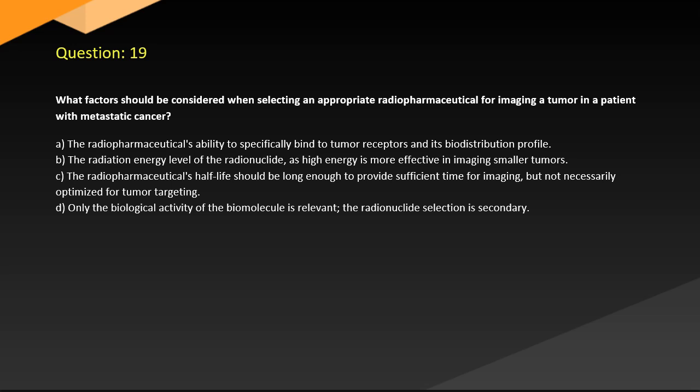Question 19. What factors should be considered when selecting an appropriate radiopharmaceutical for imaging a tumor in a patient with metastatic cancer? A. The radiopharmaceutical's ability to specifically bind to tumor receptors and its biodistribution profile. B. The radiation energy level of the radionuclide, as high energy is more effective in imaging smaller tumors. C. The radiopharmaceutical's half-life should be long enough to provide sufficient time for imaging, but not necessarily optimized for tumor targeting. D. Only the biological activity of the biomolecule is relevant, and the radionuclide selection is secondary.